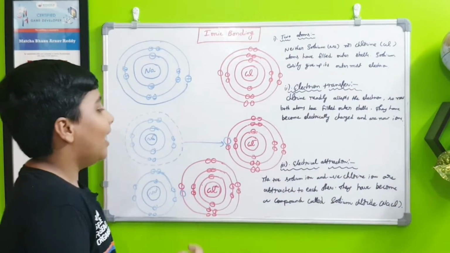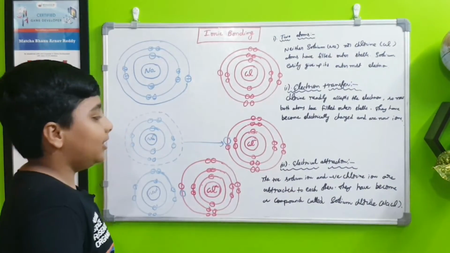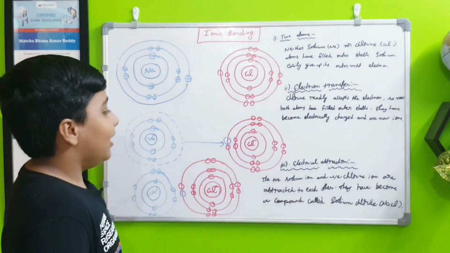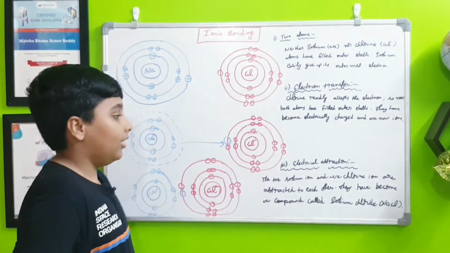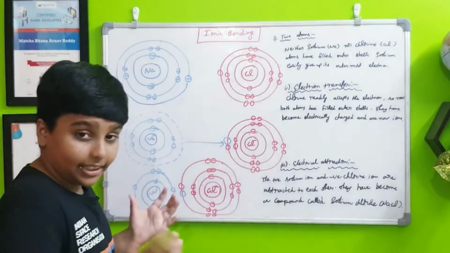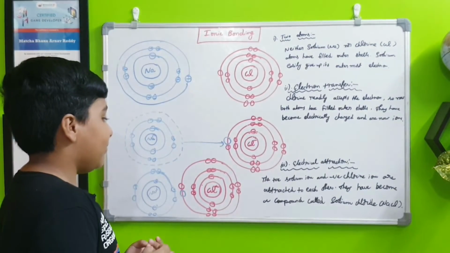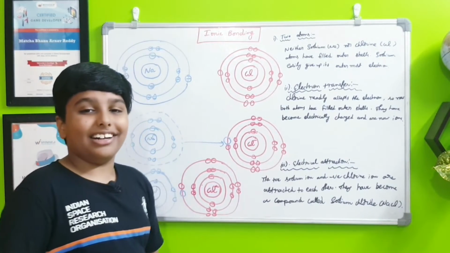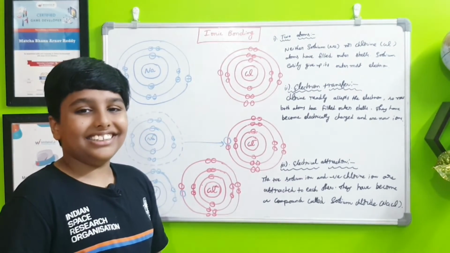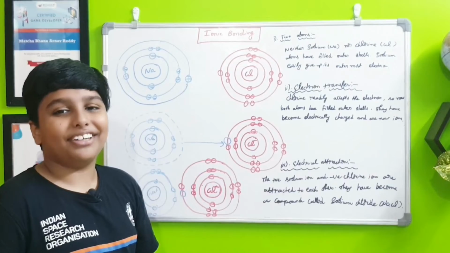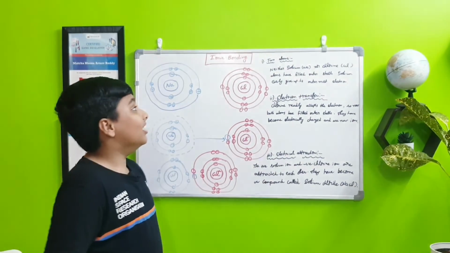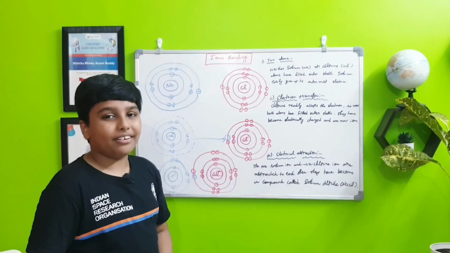So, electric attraction: the positive sodium ion and the negative chlorine ion are attracted to each other. They have become a compound called sodium chloride, also known as normal salt, which we use in foods. So this is for today about ionic bonding.